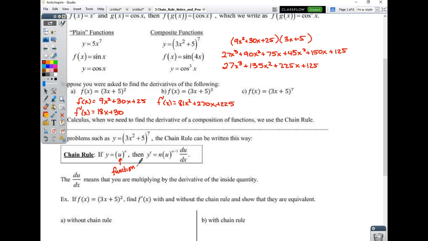But what I can do is I can take the derivative of y. And what I can do is I can do the power rule. Because if you think about this, going back to the Matryoshka dolls, what would be the outer Matryoshka doll in 3x squared plus 5 to the 7th power?